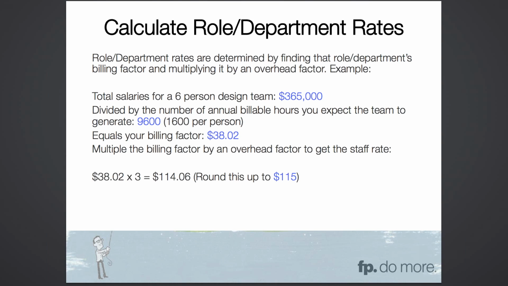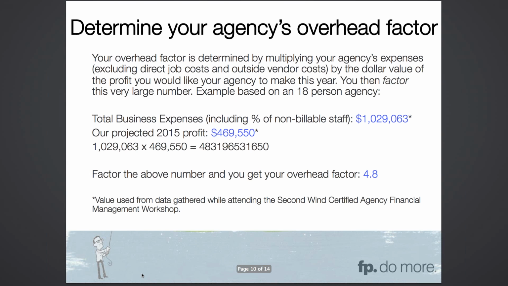So then dividing the 365,000 by 9,600 gives you your billing factor, coming out to 38.02. Multiply that by 3, getting 114.06. Round that up to $115. So that's looking at a role rate for a group of designers.